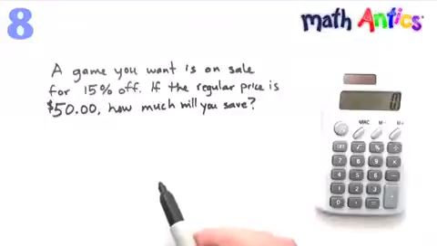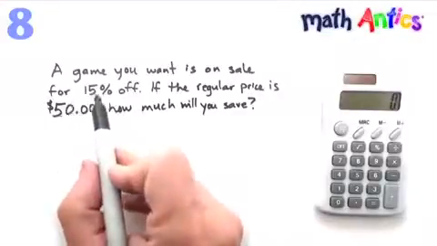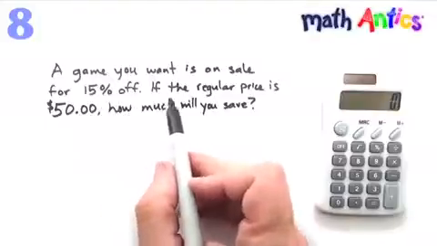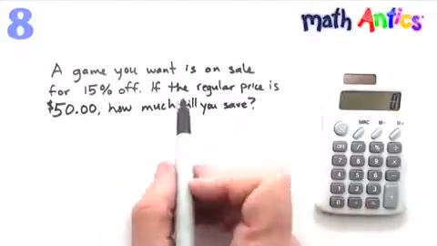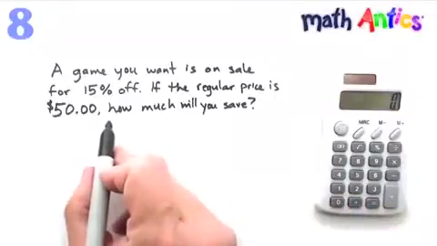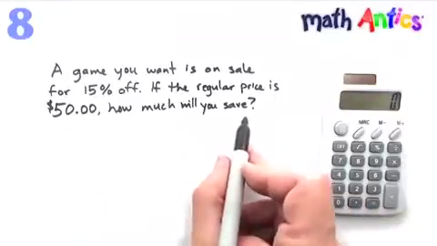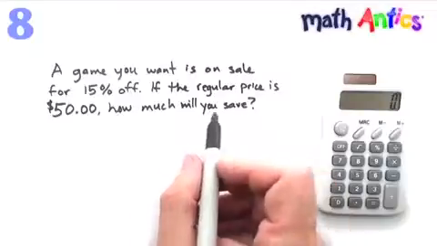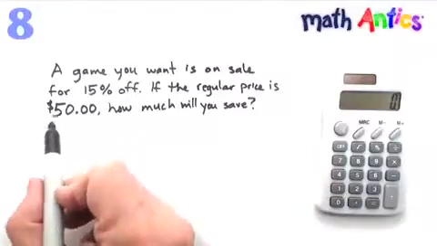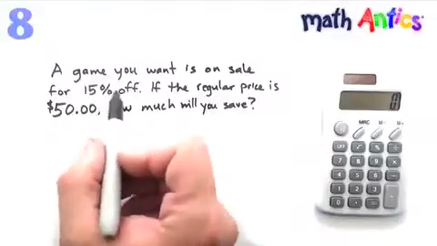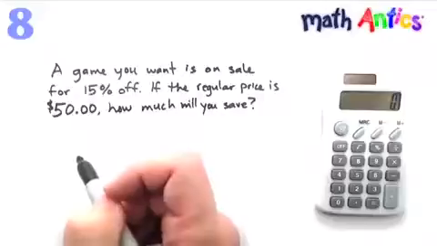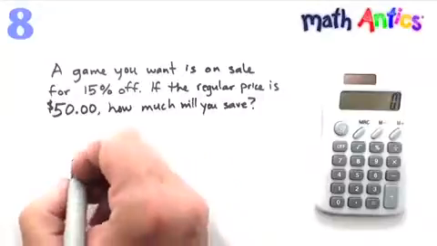And here we have another word problem. A game you want is on sale for 15% off. If the regular price is $50, how much will you save? The main question is how much will you save? So we want to know this 15% off of the regular price, which is $50. So 15% of 50 is how much we'll save. Let's write that down.